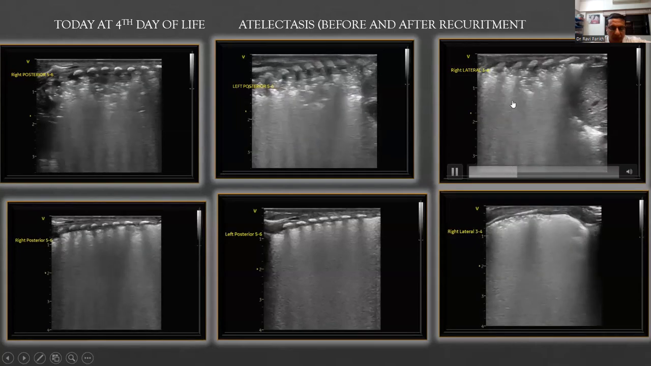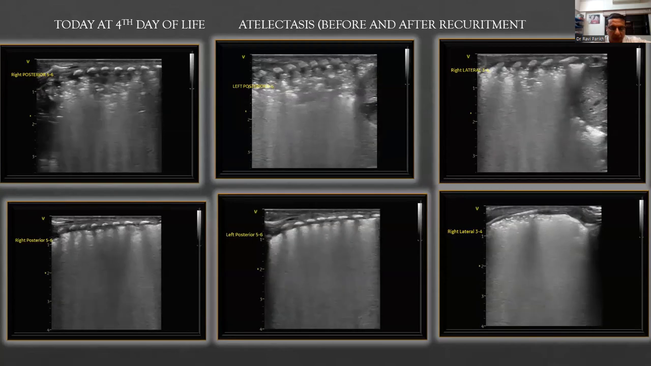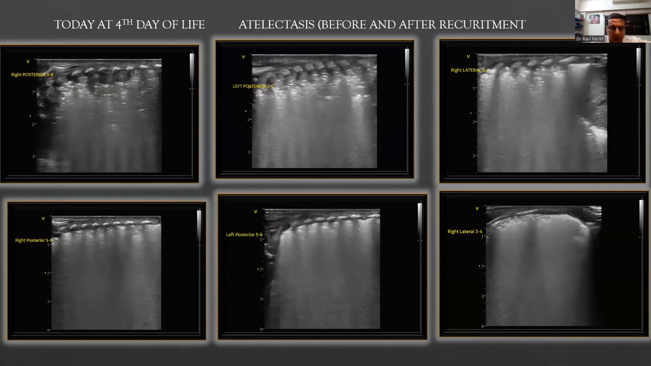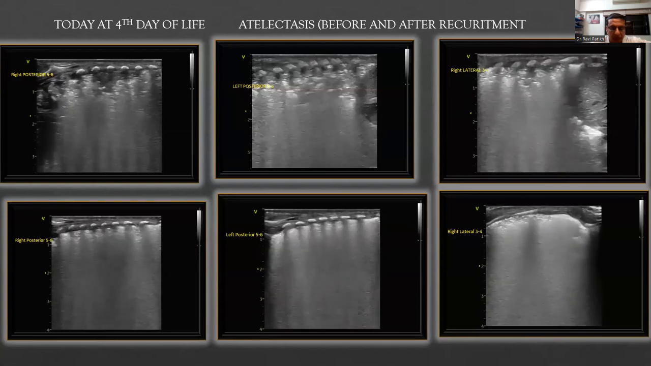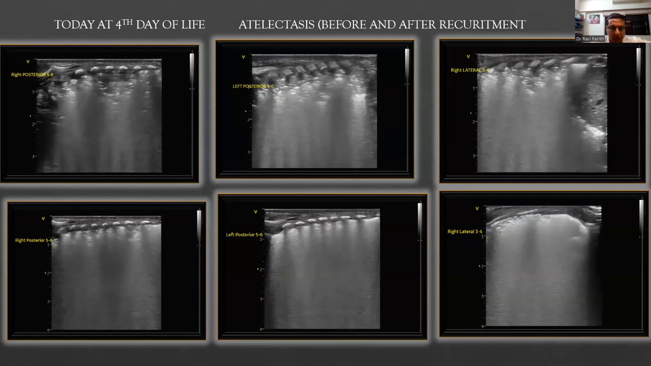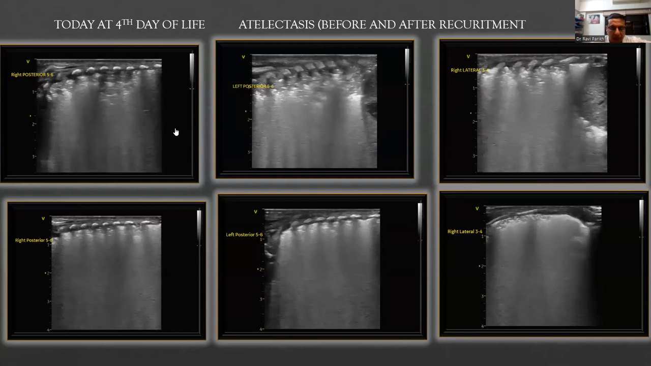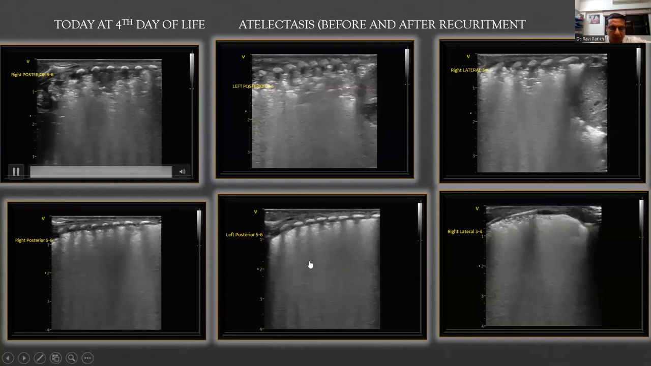At this time, it was on volume guarantee 5 per kg, 2.5 total. I increased the volume guarantee to 6 and 3. And a little bit, the baby was 6.5 and I made it 7.5. Yep. And this image is after 4 hours of recruitment maneuver. It transferred from the C profile to B profile.